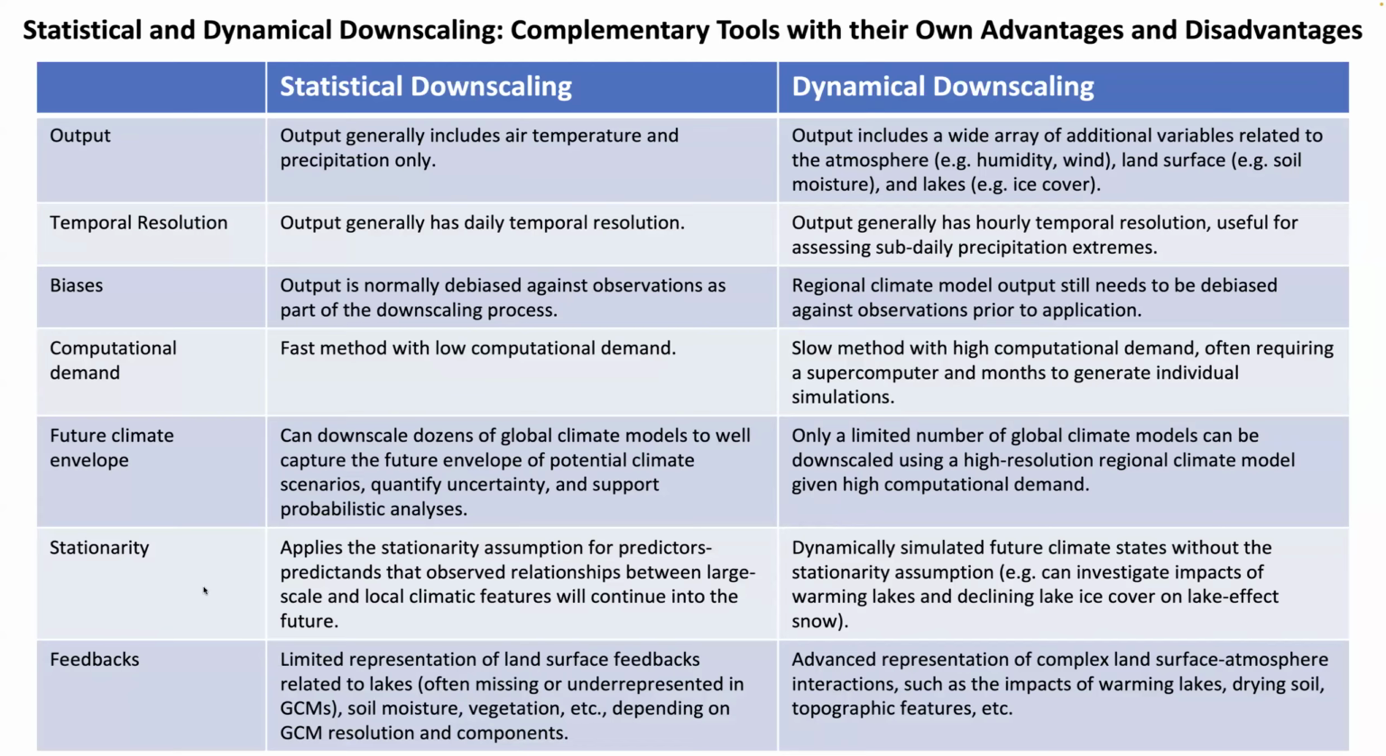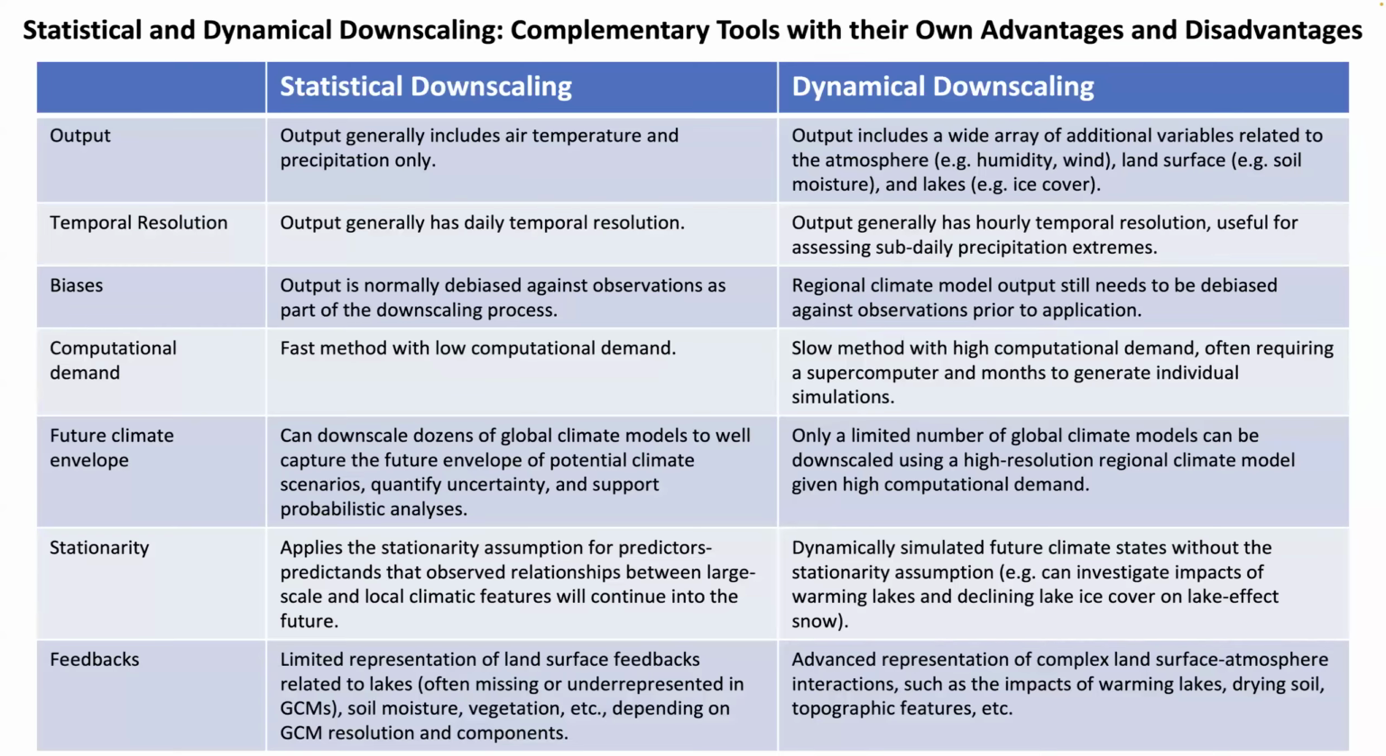Stationarity. This is a weakness of statistical downscaling in a changing climate, because it assumes the processes are stationary between predictors and predictands. So observed relationships between large scale and local climate features will continue into the future. For example, with lake effect snowfall, that may not be a good assumption. When there's a warm lake below a cold air mass, you'll have the right ingredients for lake effect snow. But in the past, when the lakes may have been more ice covered than they will be in the future, that will change the relationship between those predictors and predictands.